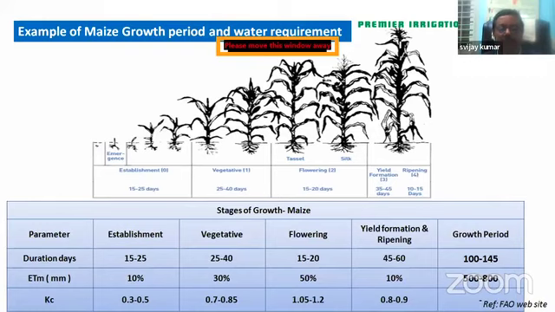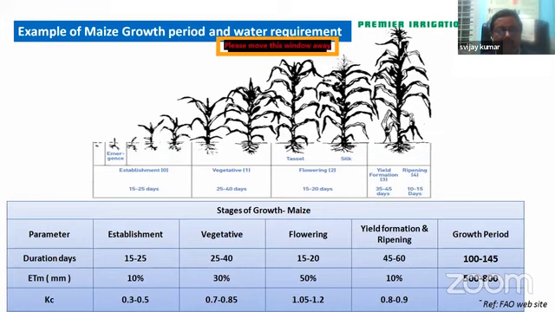Now to explain this in more detail, I've taken the example of maize and we are looking at the 4 stages. We have the establishment stage, 15 to 25 days, vegetative stage, which is 25 to 40 days, the flowering stage, which varies from 15 to 20 days, yield formation and ripening is 45 to 60 days. The total growth period is 100 to 145 days. So now the water that has to be given for the evapotranspiration need of the crop will be split up, like 10% only you need of the total evaporation that is to be required, say 500 to 800 millimeter. Only 10% needs to be given during the establishment phase.